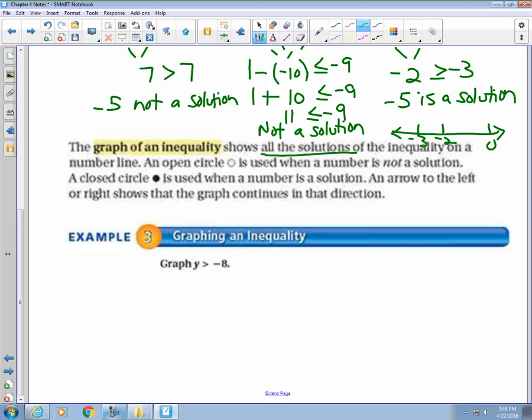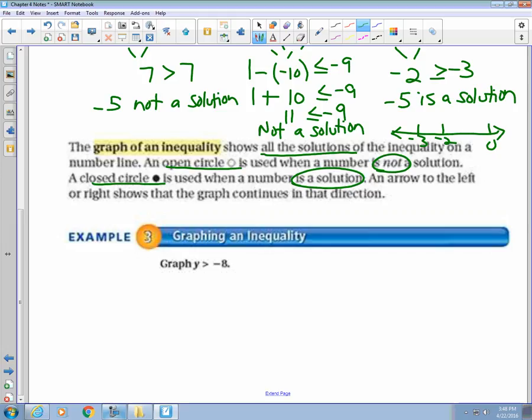When we make this graph, an open circle is used when the number that we're starting our number line at is not part of the solution, okay? A closed circle is used when the number where we're starting our number line is part of the solution. And then an arrow to the left or right shows the direction where all the other solutions would be found.